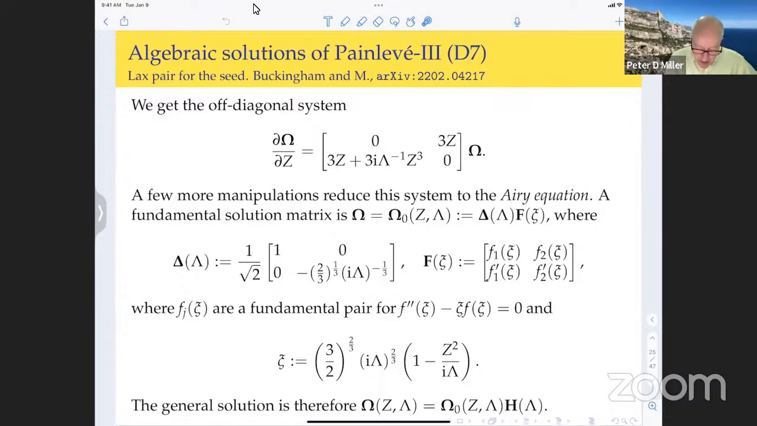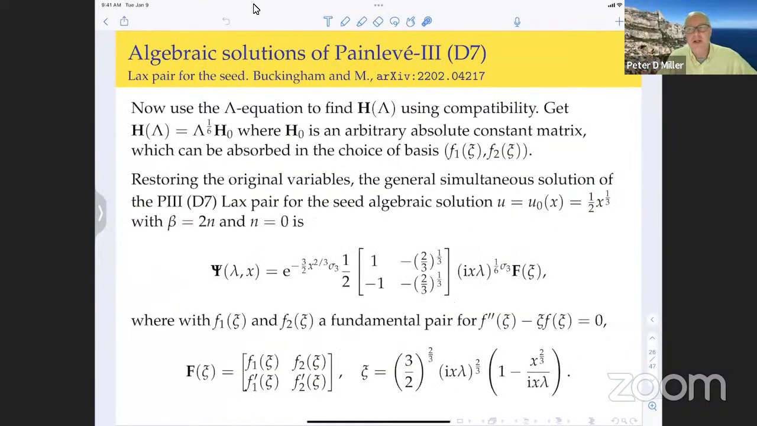All right, so now we go back to the other equation in the Lax pair, the lambda equation. We want to figure out what this h of lambda is, and we exploit the compatibility. When you do that, you find out that this h of lambda is a scalar, lambda to the power 1/6, times some absolute constant matrix h naught. And you could, of course, absorb that into the choice of basis of Airy functions.